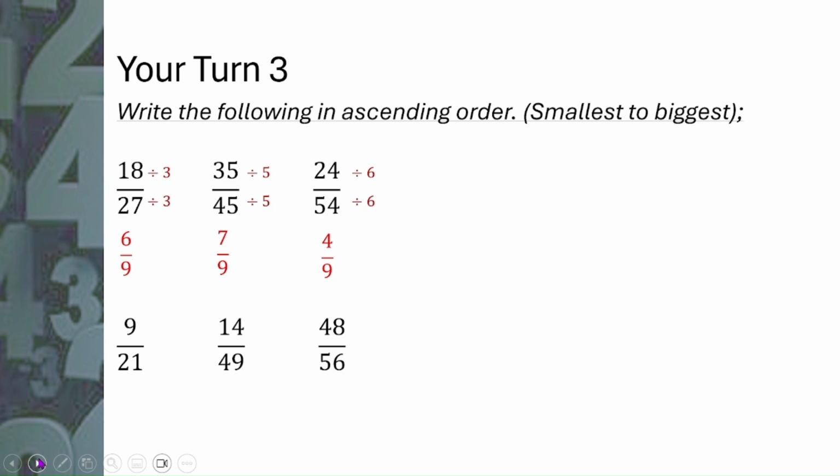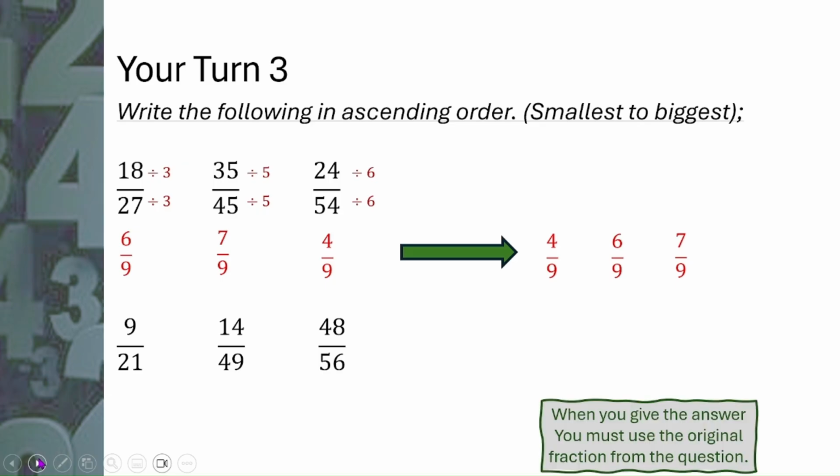Now I'm going to take a look at these and I'm going to look at the numerators and put those in order first. So the order will be 4, then 6, then 7. So 4 ninths, 6 ninths, 7 ninths. We must use the original fractions from the question. So above the 6 ninths, I can see 18 over 27, but the 4 ninths is first, which is 24 over 54. Followed by the 18 over 27 and 35 over 45. So that's my final answer.